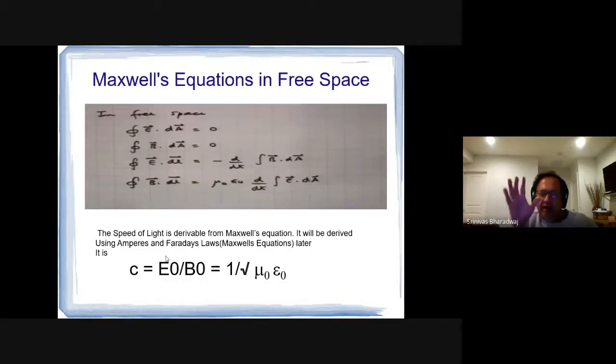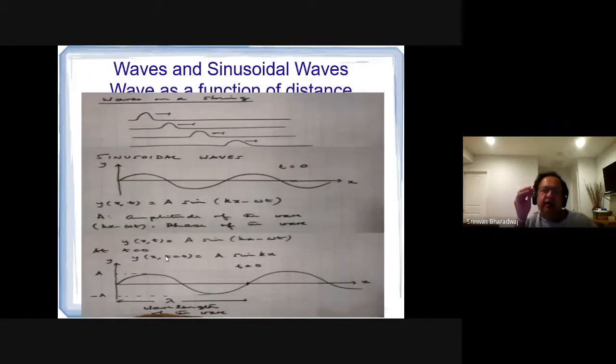Okay, so what Maxwell then said was that we can explain all these waves, like light. Yesterday, when we looked at diffraction and Young's double slit experiment, we discussed this idea that light is a wave. Now what kind of a wave? It is an electromagnetic wave.